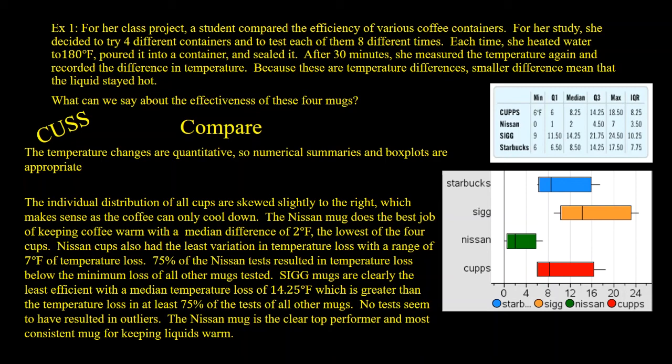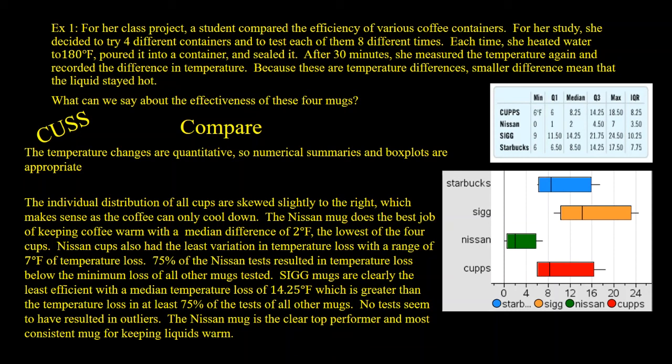Spread. Nissan cups had the least variation. The IQR looks like it's about 4.5 there, but we talk more specifically about the range, which is perfectly fine. Either measure of spread. We can see clearly there's a 7 degree temperature loss, and all the others had a bigger loss, so I'm comparing that to all of them by saying the Nissan mugs have the smallest spread, the least variation of all the mugs. 75% of the Nissan tests resulted in temperature loss below the minimum of all others. So that's important there too.